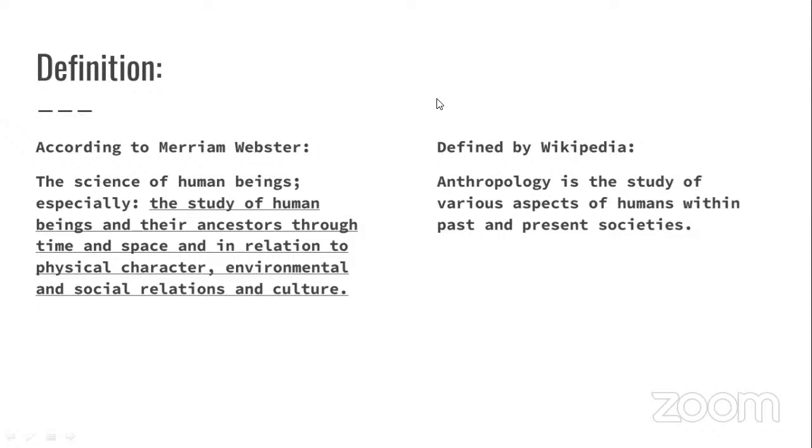So it is the study of human beings and their ancestors through time and space, and in relation to the physical character of human beings in the past and the physical characters of human beings in the present, the environmental and the social relations and culture. So this is a holistic definition of anthropology.